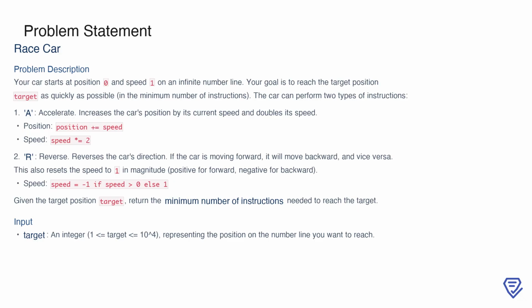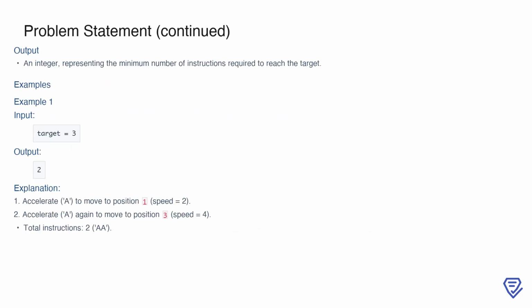Given these mechanics, the task is to determine the minimum number of instructions required for the car to reach a specific position, represented by the variable target. The output for this problem is a single integer, representing the minimum number of instructions needed to reach the target position. To understand this better, let's look at an example.